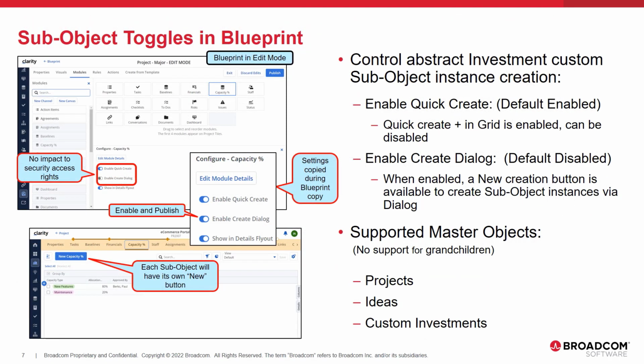Abstract investment custom subobjects will now have toggles available. They'll have one to enable or disable the quick create, which is the plus in the grid, or they can enable or disable the creation dialog experience. So there's no upgrade impact, the quick create is enabled by default and the creation dialog is disabled by default. Once the Create dialog is enabled, users will then have a new button where they can create instances. Only level 2 sub-objects are supported.